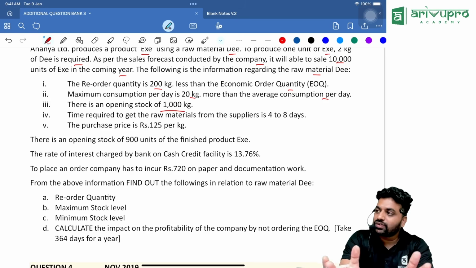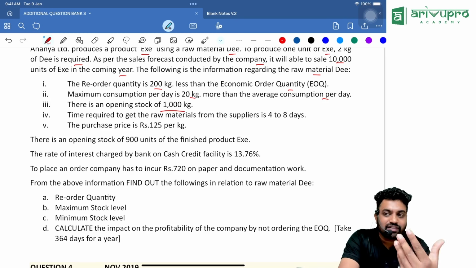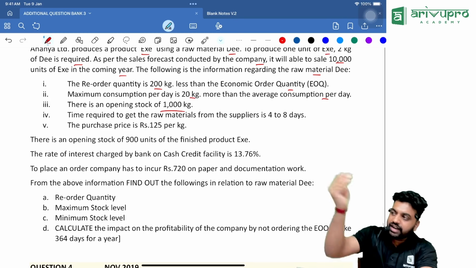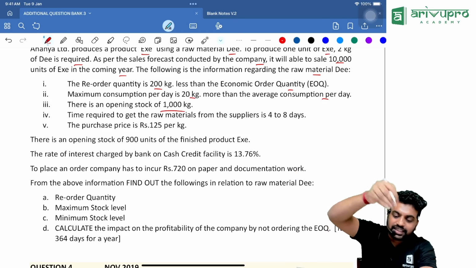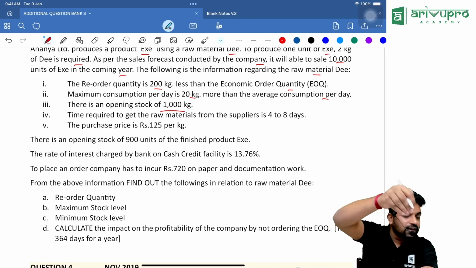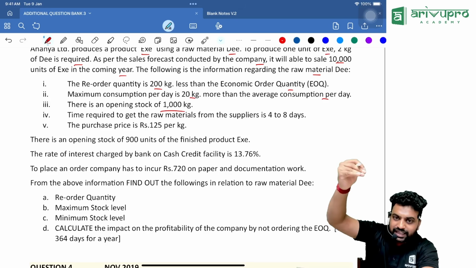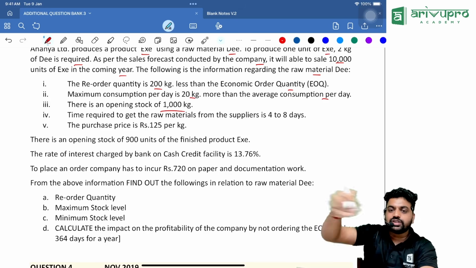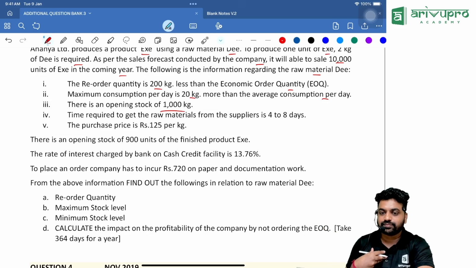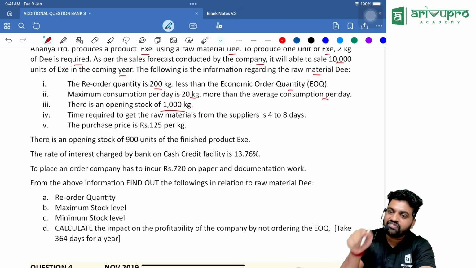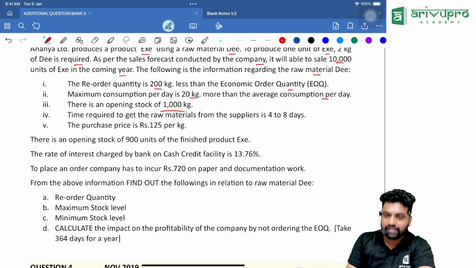Now, what do you think we should do with this 1000? Whatever we are going to consume, already we have 1000. They are not telling anything about the closing stock, which means we will assume closing stock as 0. Whatever our consumption is, minus 1000, that's what we have to purchase. That will be the A for EOQ. Now tell, 20,000. 19,000, wait.